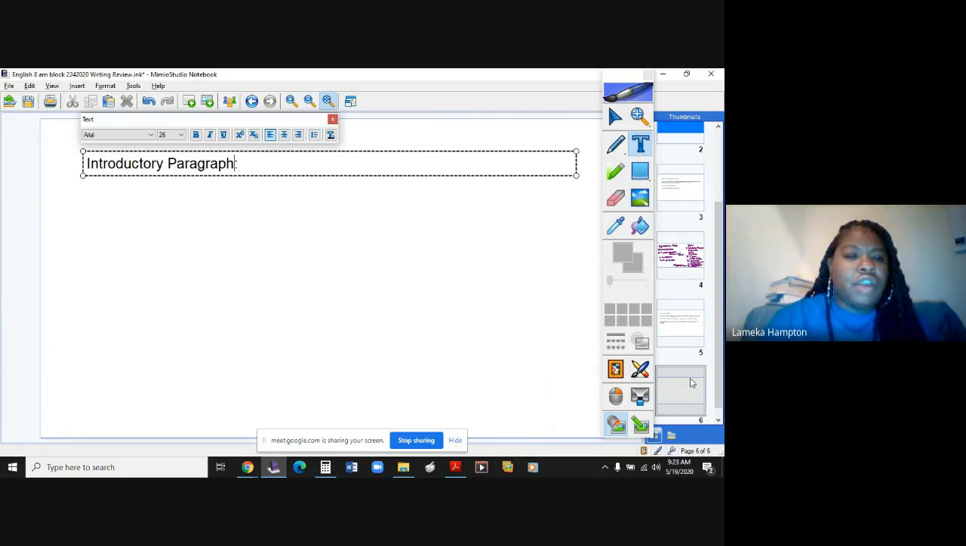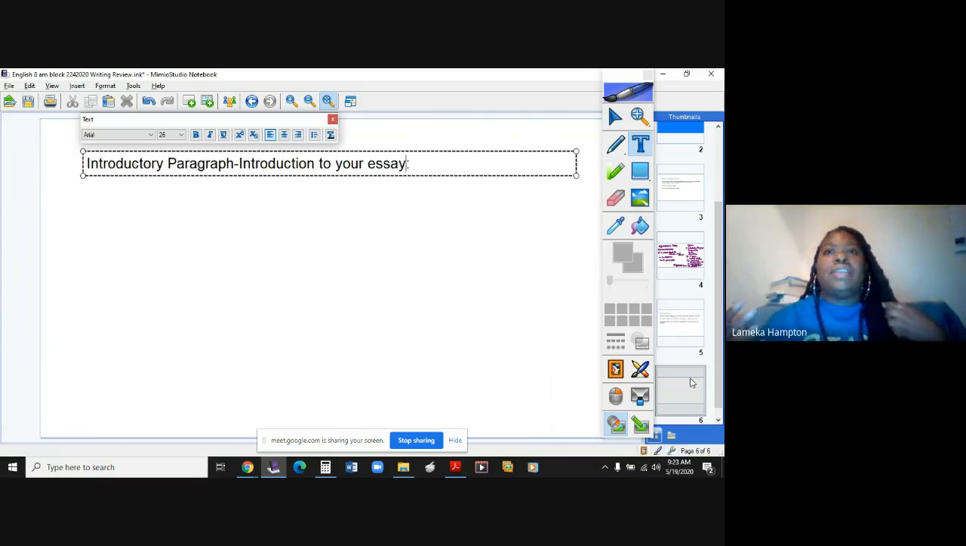Okay, so an introductory paragraph is exactly what it says. It's the introduction to your essay. This is the beginning stages of what we are going to expect as the reader when we read an essay. You want to know what the essay is about. So that's the introductory paragraph.